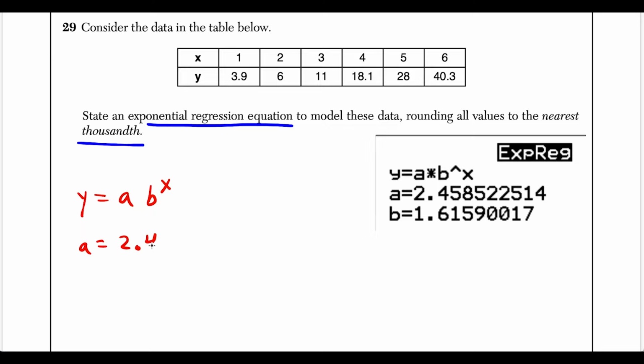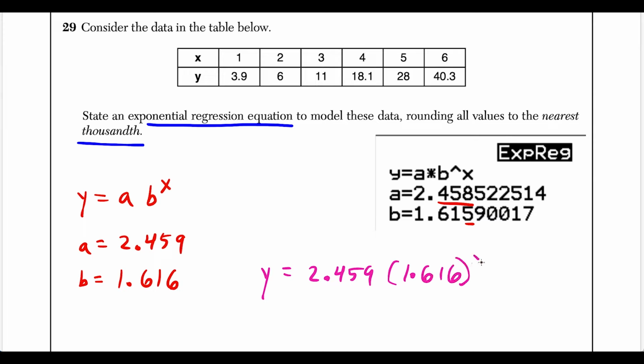So A is equal to 2.45, and we're rounding to the nearest thousandths place. So then we're going to look at the 8, to the right is a 5, so we're going to bump that up to a 9. And then our B value here is going to be 1.61. And then we look at the 5, and then to the right is a 9, so we're going to bump that up to a 6. And now that we have all this, we could write our actual equation, which is going to be y equals a, which is 2.459, times, and I'll write b in parentheses, we have 1.616 to the x power.